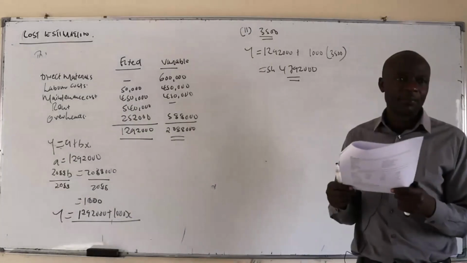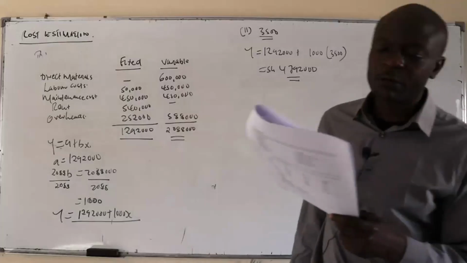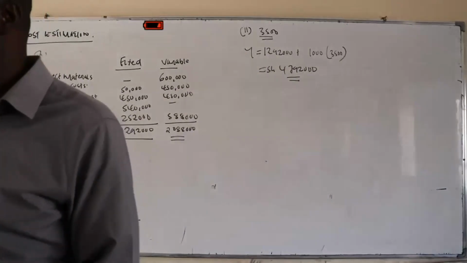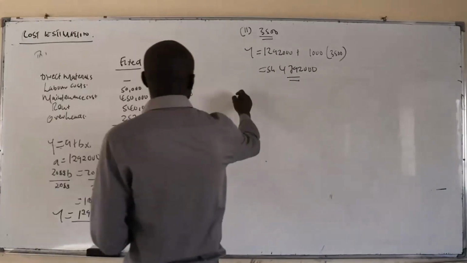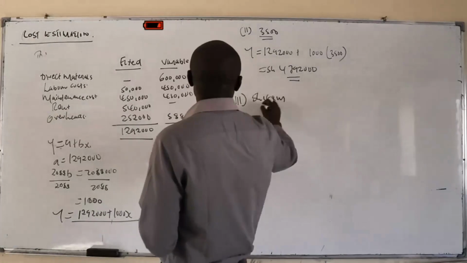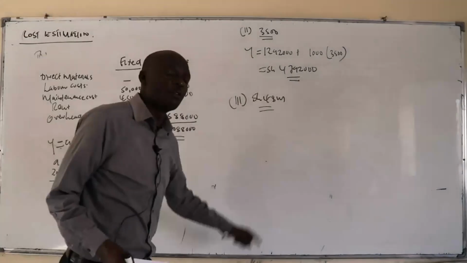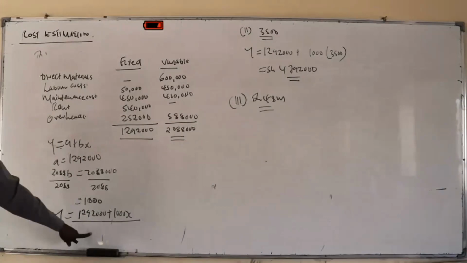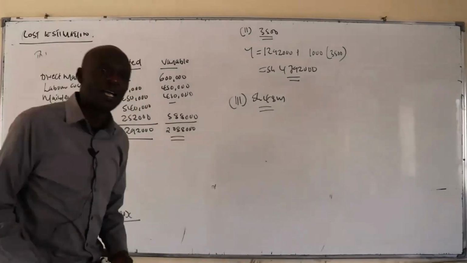I don't know whether we are together. And then part three of the question, using the equation in one above, determine the number of units manufactured if the company had budgeted a total cost of 4.8 million. So supposing the company had budgeted to incur a total cost of 4.8 million, how many units will be manufactured under those costs? So you're using the same equation here. This is a budgeted cost. So they want us to determine the number of units to be manufactured.